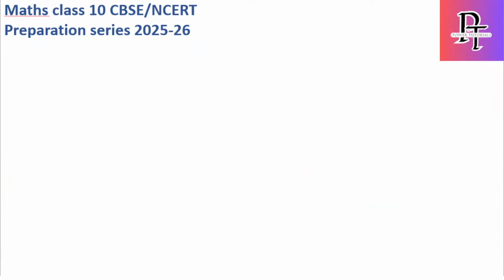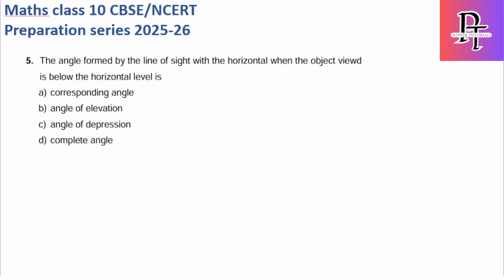Let's go to the fifth one. The angle formed by the line of sight with the horizontal when the object viewed is below the horizontal level. So this angle is nothing but the angle of depression. I told you this while explaining the scenario. We have a horizontal line and we have an object at the bottom, and this angle is theta d, the angle of depression. In the question they have provided corresponding angle. I don't know why they have provided corresponding angle.